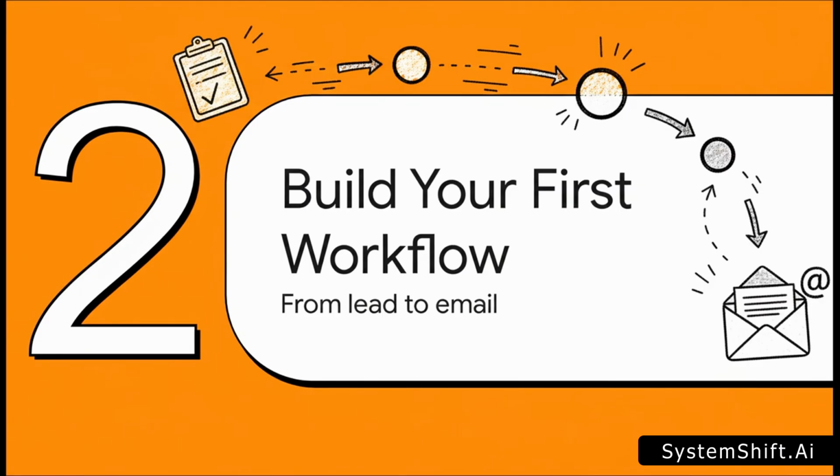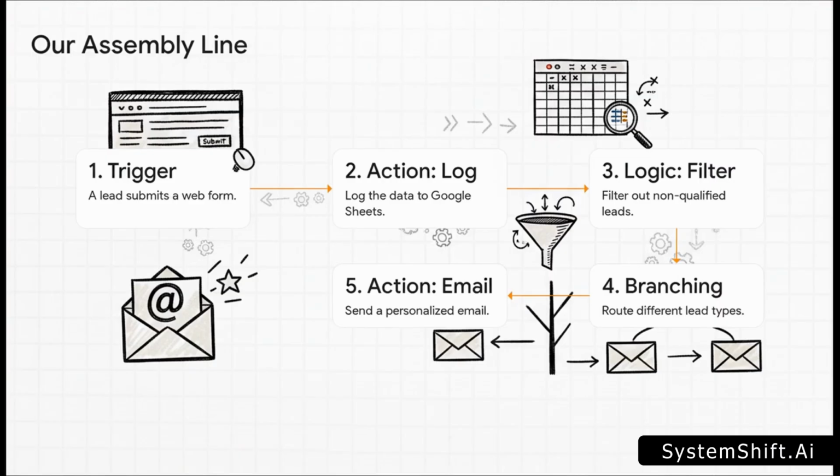Okay, enough theory. Let's actually see this thing in action. It is time to build our very first workflow. We're going to take a new lead all the way from a simple form submission to getting a slick automated email. Here's the blueprint for our little assembly line. It all starts with a trigger. That's when someone fills out our web form. That kicks off an action. Their info gets logged in a Google Sheet.